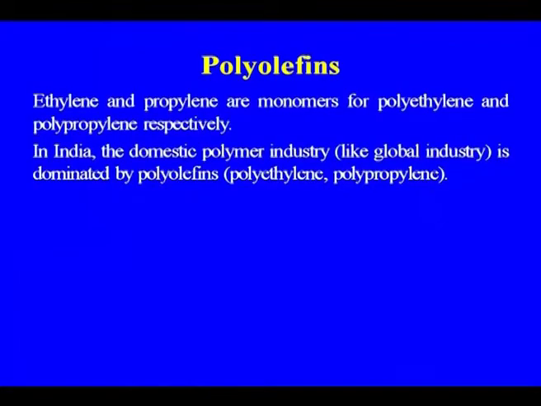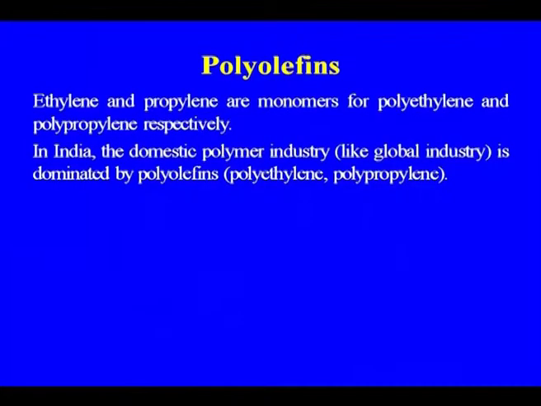Ethylene and propylene are the monomers for polyethylene and polypropylene. As I told you, their availability from the petrochemical complexes has played an important role in the development of these 2 major products.